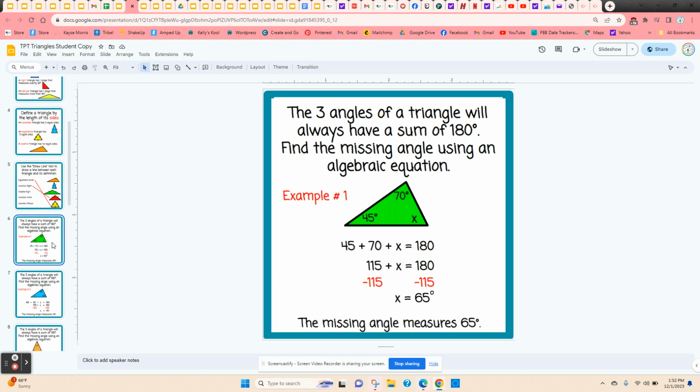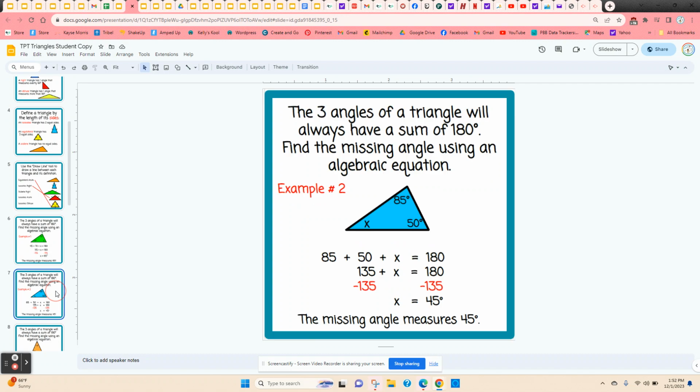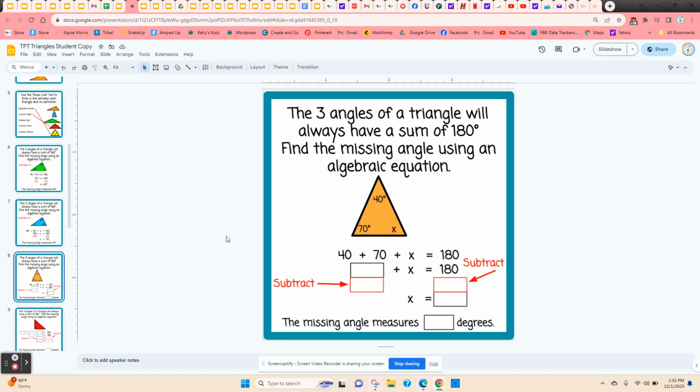Then we're going to move on to finding the missing angle. So we know that the three angles of a triangle will always have a sum of 180 degrees. So we're going to use algebra to find the missing angle. So they're given an example here. Next slide has another example of how we use algebra to find the missing angle. So this is scaffolded so that students have part of it done for them, and they gradually work into doing the problem on their own.